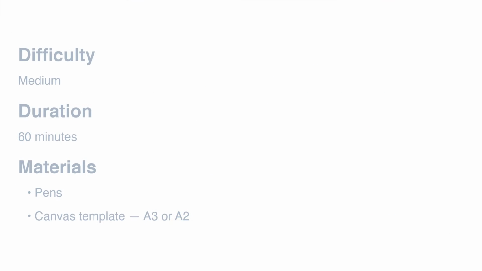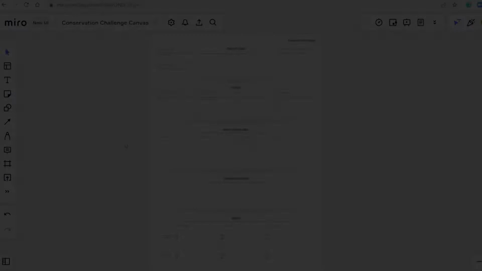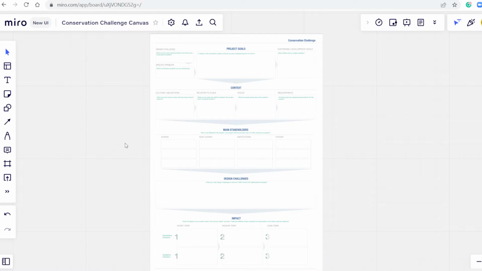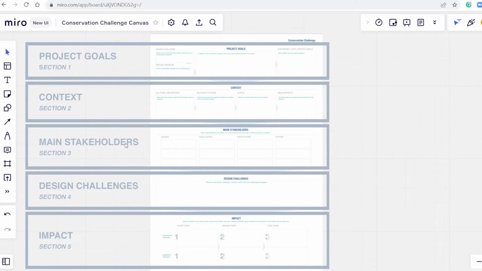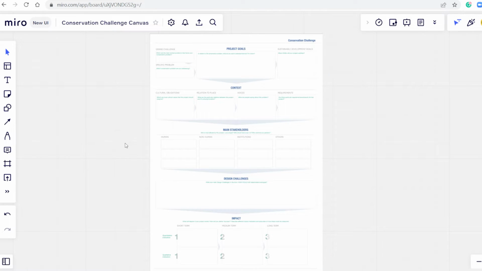You can print this template in A3 size or larger, or work on it on a digital collaboration tool, such as Miro. The Conservation Challenge Canvas has 5 sections. With your team, you can discuss the contents of each section and then write a summary of your agreements in each of the boxes. Remember, you do not have to get it just right. This is a working document, like the rest of our tools.